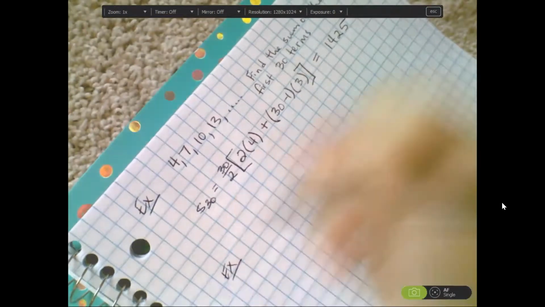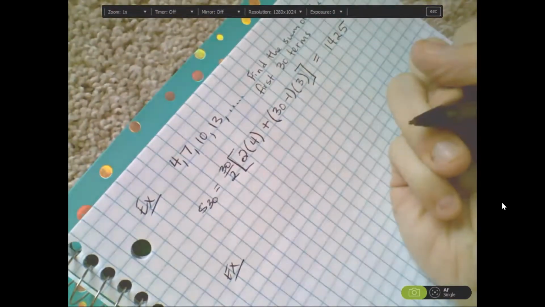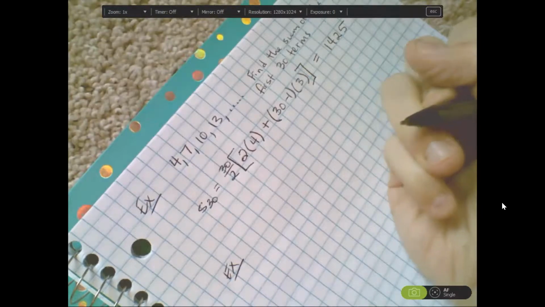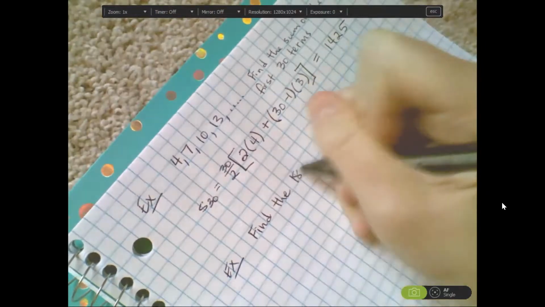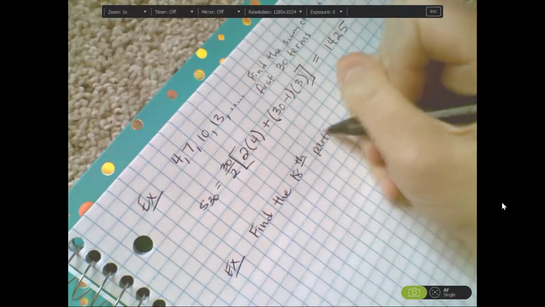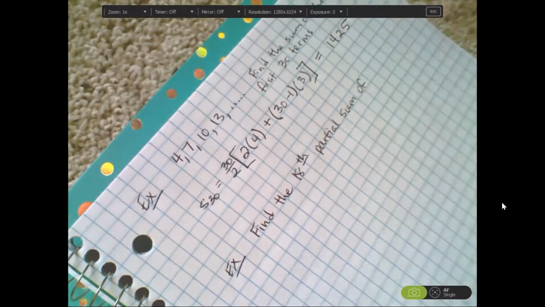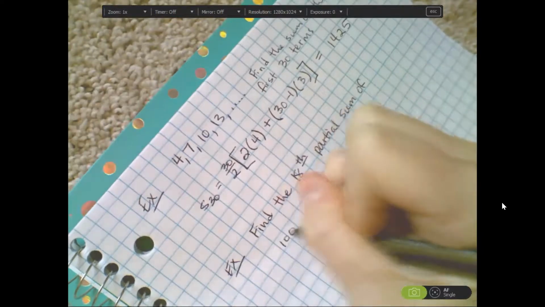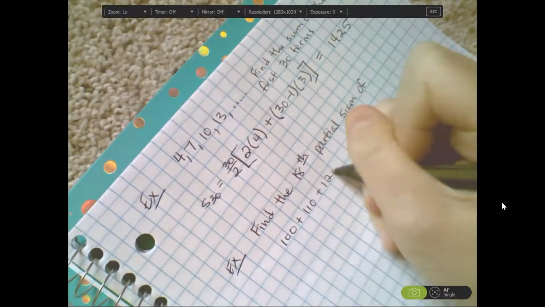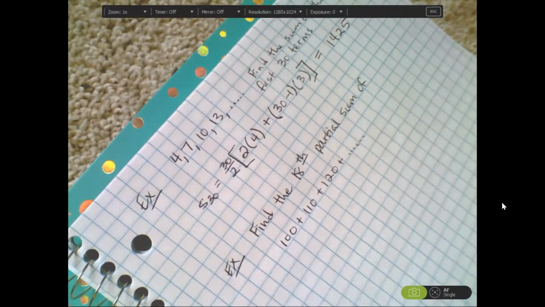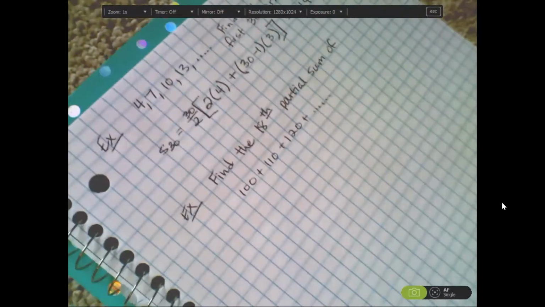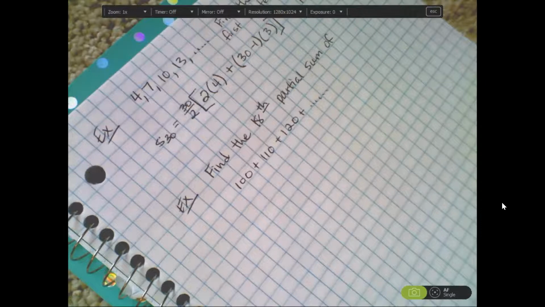Sometimes they'll write problems like this. I think in the video from last week, I mentioned very briefly the idea of a partial sum. So they might say something like, find the 18th partial sum of, and then they'll give you some numbers. So we're adding these up. We want to find the 18th partial sum. That's just a fancy way of saying add up the first 18 values, or the first 18 terms in this series.